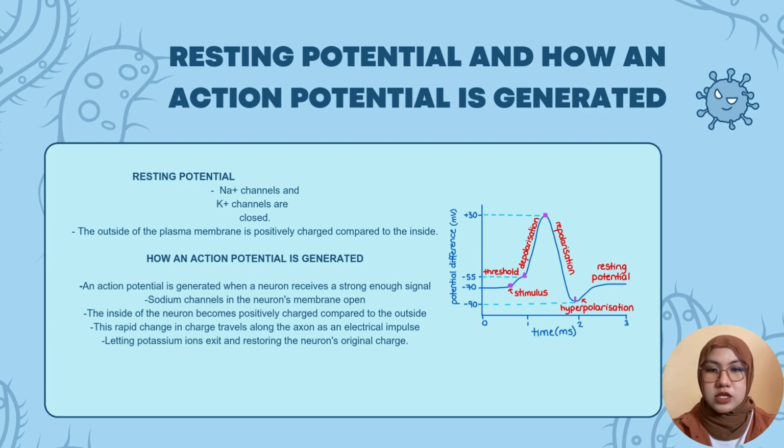An action potential is generated when a neuron receives a strong enough signal. This causes sodium channels in the neuron's membrane to open, allowing sodium ions to rush in. As more sodium enters, the inside of the neuron becomes positively charged compared to the outside. This rapid change in charge travels along the axon as an electrical impulse, allowing the neuron to communicate with other cells. After the peak of the action potential, potassium channels open, letting potassium ions exit and restoring the neuron's original charge.